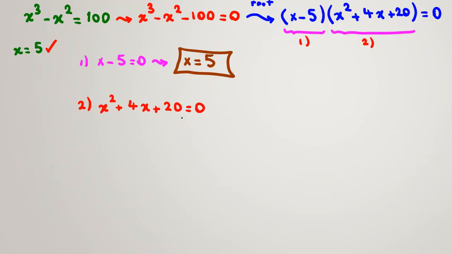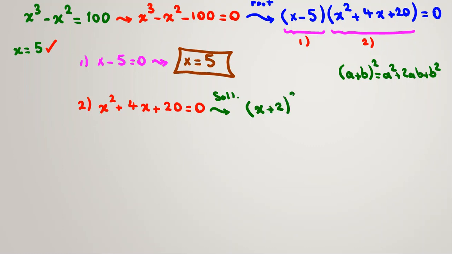I want to prove that in this case we don't have any answer. I prove it in two ways, both of them useful. Solution number 1, I use an identity. You should memorize this identity: a plus b squared is a squared plus 2ab plus b squared. If you use this identity, I can say x squared plus 4x, I can write x plus 2 squared.